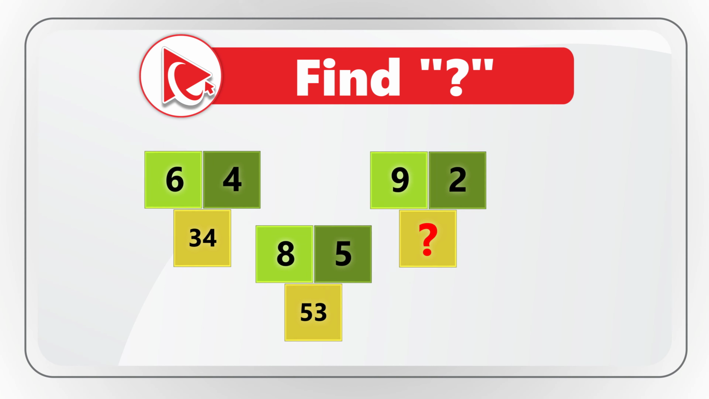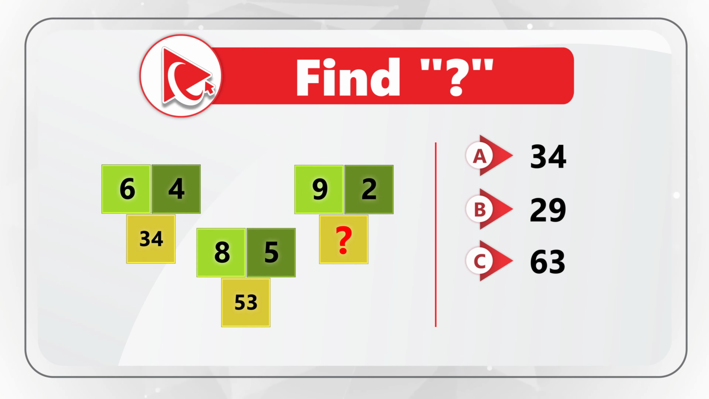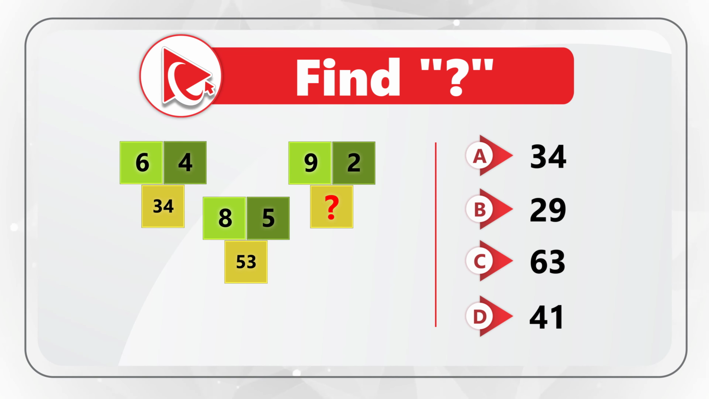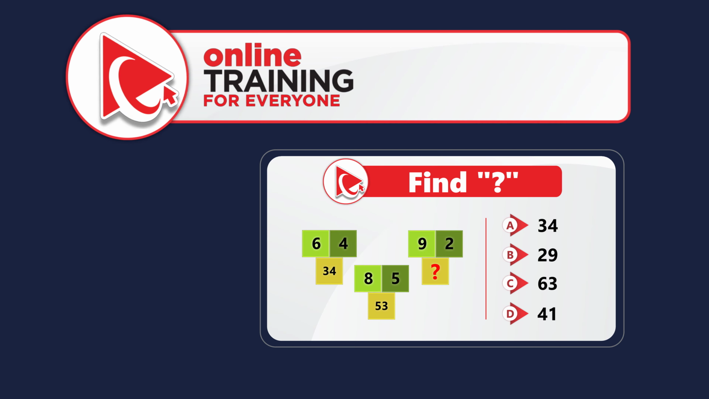You need to calculate the missing number and select it out of 4 possible choices. Choice A, 34. Choice B, 29. Choice C, 63. Choice D, 41. Take a close look to see if you can complete the calculations. I'm going to give you a quick hint. See if there's a relationship between the top 2 numbers and the bottom number. But this is about as much as I'm going to give you, because I'm moving forward to share with you my version of the solution.